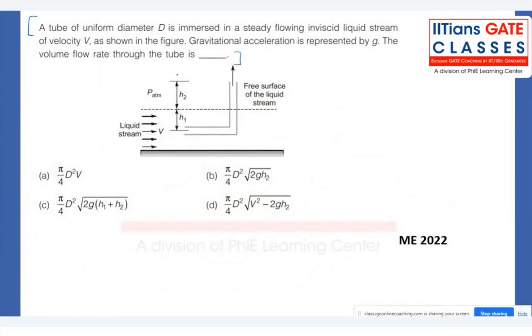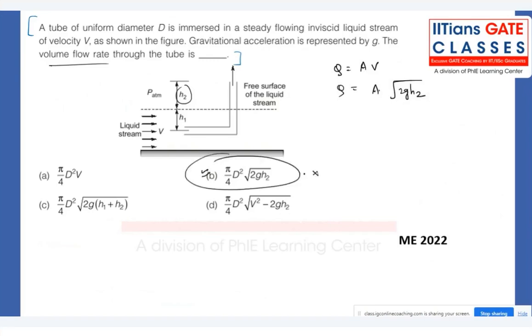Some of you might be thinking, this is exactly the pitot tube, and directly straight away you will write the formula. They are asking the volume flow rate, so you will say area into velocity, and you will write the velocity as under root of 2g into this dynamic height, that is h2. So you might be thinking this will be the option, but that is not the option.